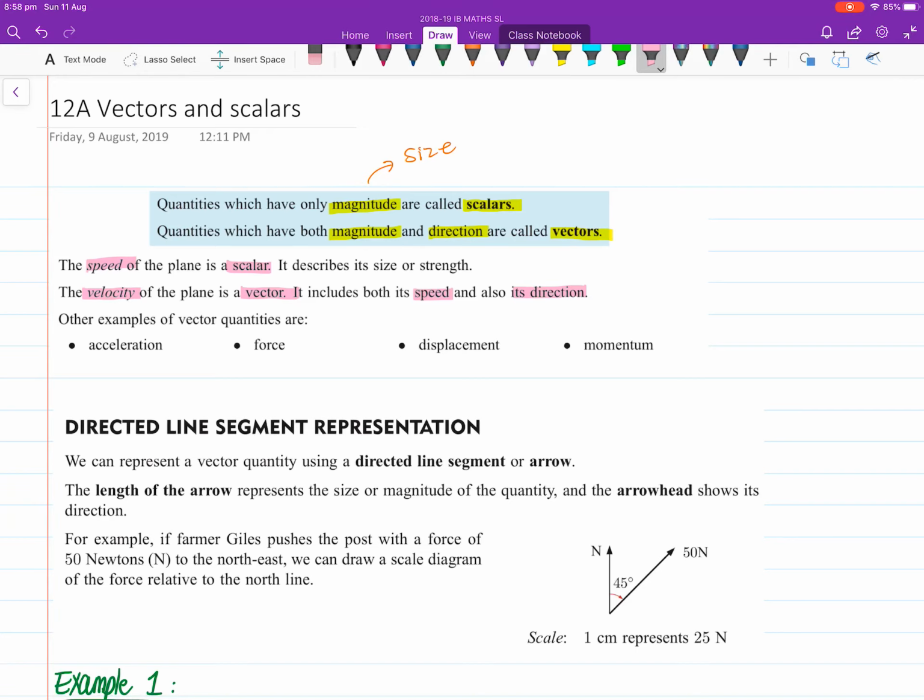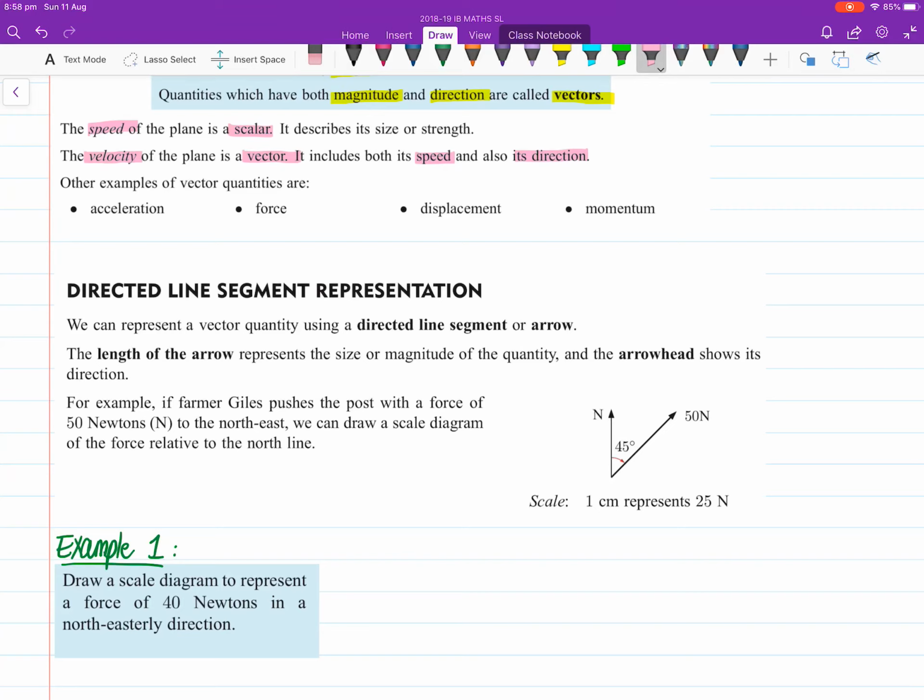So this is how we represent vectors, that we use line segments, kind of like a ray, but we call it a directed line segment, or you can call it an arrow. Now the length of your arrow represents the size or the magnitude of the quantity, and the arrowhead shows its direction. Very straightforward.